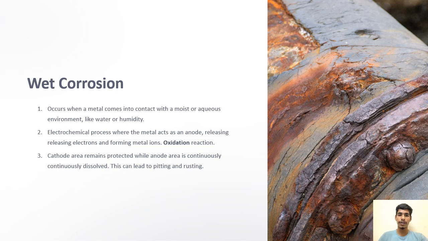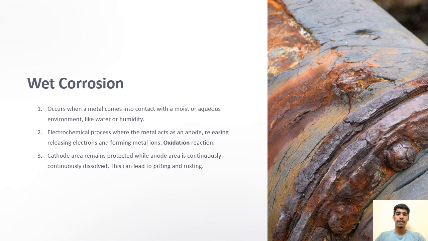Then wet corrosion. Wet corrosion occurs when metal comes into contact with a moist or aqueous environment like water or humidity. Then it is an electrochemical process in which metal acts as anode, releasing electrons and forming metal ions, an oxidation reaction. The cathode area remains protected while the anode area is continuously dissolved. Here we are covering 3 points.